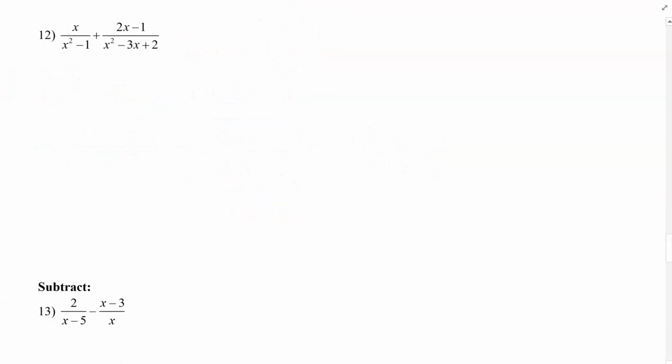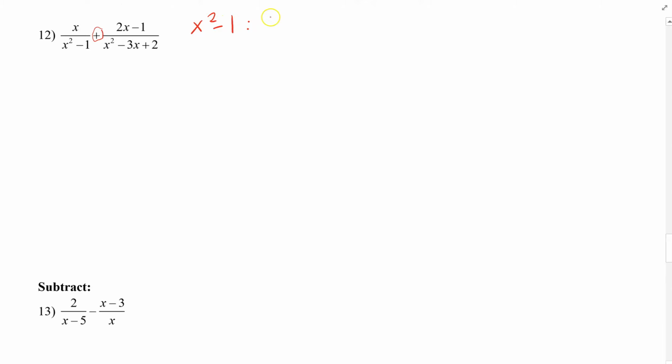Okay, looking at example 12, again, it's another addition problem with 2 different denominators, and so I cannot add these fractions together until I make a common denominator, which is, again, the hardest part. So what I do is I just look first at the factors of each denominator.